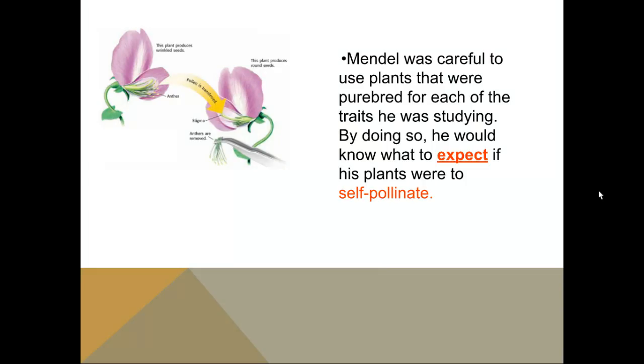And Mendel was really careful to use plants that were purebred for each of the traits that he was studying. And by doing so, he would then know what to expect if his plants were to self-pollinate. So here we have a plant that produces wrinkled seed, crossing with one that produces round seeds. If he wanted them to cross-pollinate, what he did was remove the anthers from the one that he didn't want to self-fertilize, because he was going to be testing for what the results would be. Then he could take the pollen from the one and transfer it, and he would use a paintbrush to transfer it to the other one.